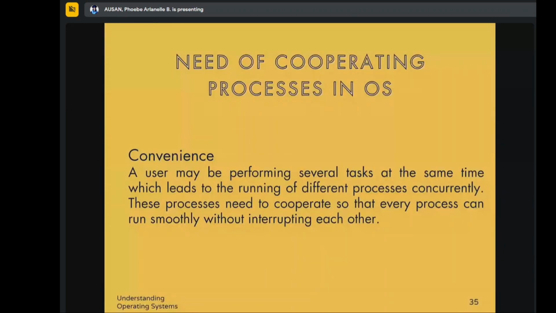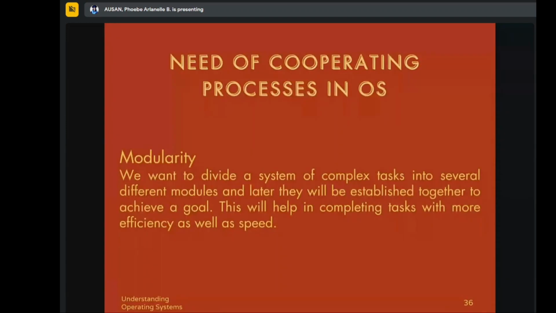Convenience. These processes need to cooperate so that every process can run smoothly without interrupting each other. The last one is the modularity.